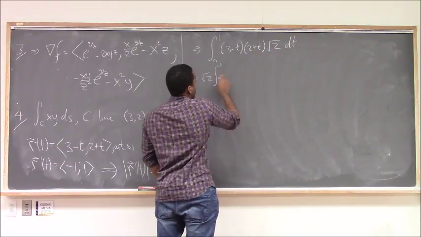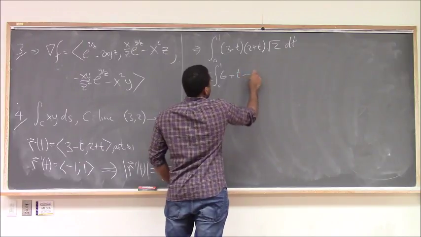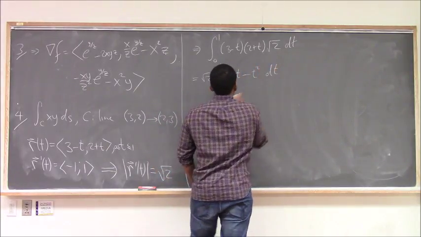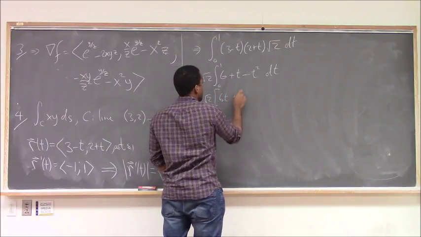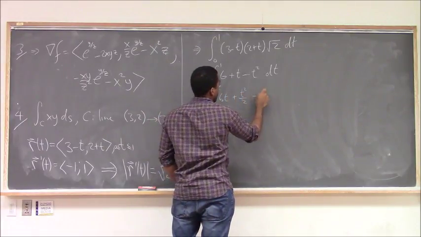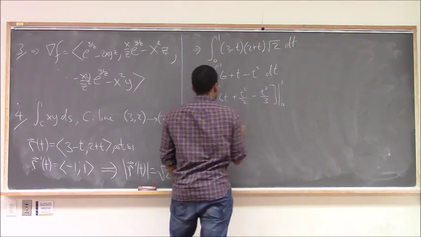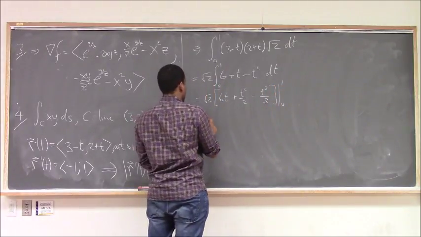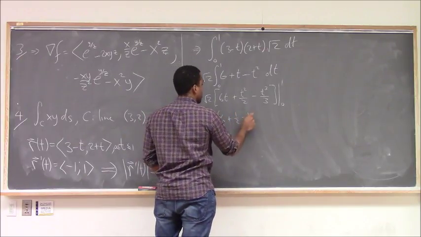So you're going to expand out 6 minus 6t plus t minus t squared. Plus t squared over 2 minus, and you plug in 1, so that's going to be 6 plus a half minus a third.